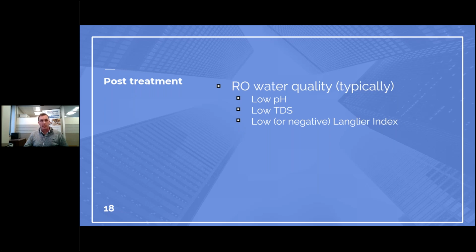You're going to lower the TDS, obviously. And the combination of those two is going to give you a low or negative Langelier index. A Langelier index, for those of you not familiar, is a measure of the corrosiveness of the water. A negative Langelier index means the water is going to try and strip away material from your plumbing, equipment, and that sort of thing. A positive Langelier index means there's a tendency to be scale forming.